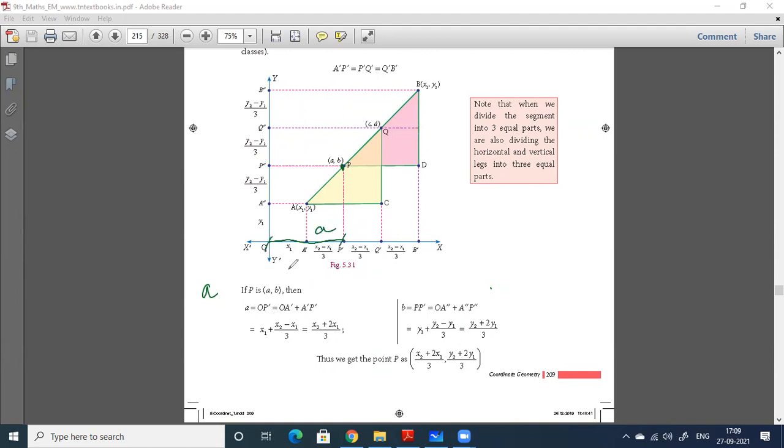a is equal to what? That is equal to OP'. This is O and this is P'. So OP' is equal to the length of OA' plus the length of A'P'. What is OA'? OA' is (x1, 0). So the a value is x1, plus this, we saw, is divided into three segments.